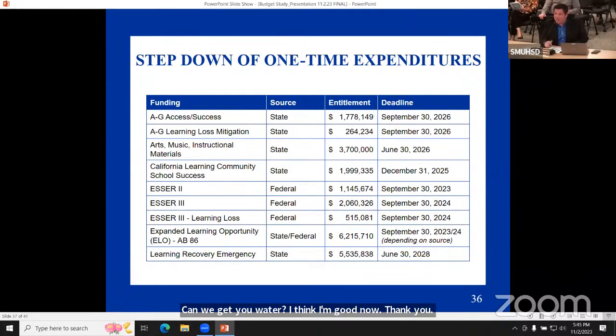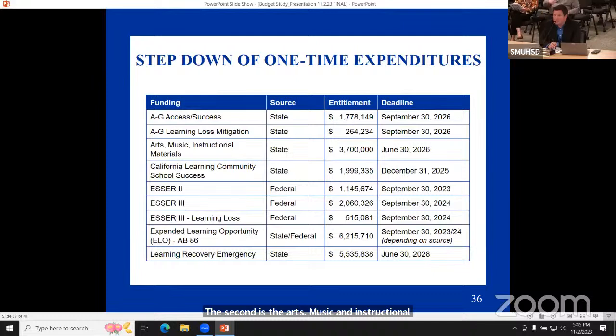And so these grants are the remaining funds that we're still spending out of. The first is the A to G access, success, and learning loss mitigation grants. The second is the arts, music, and instructional materials block grant. Those can be spent over the next few years. The board has already approved the plan on that.